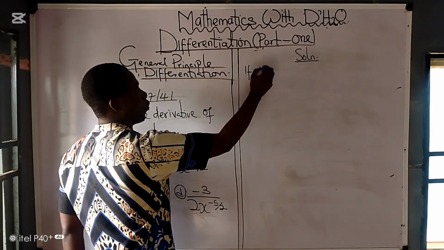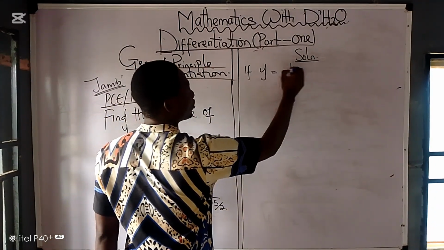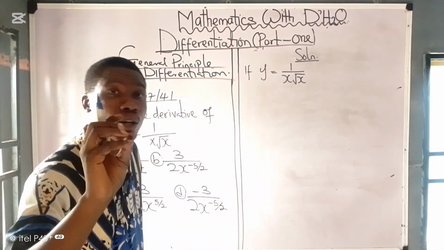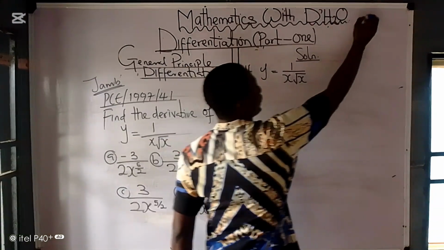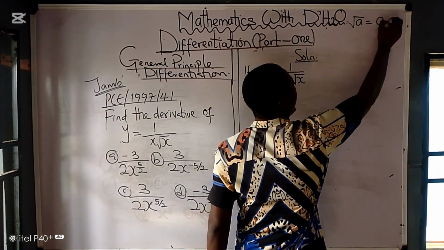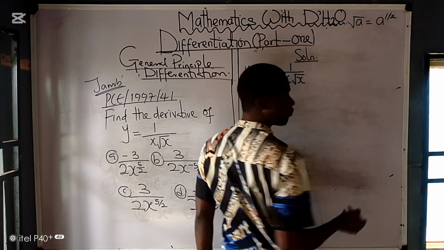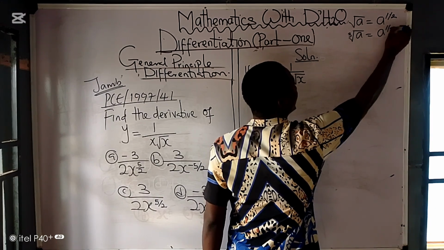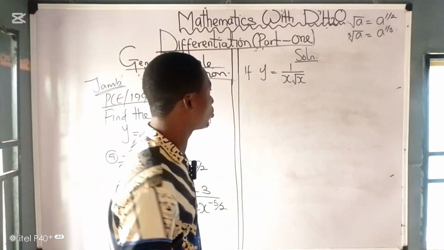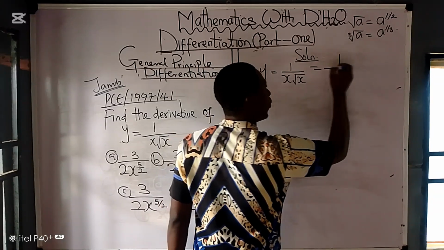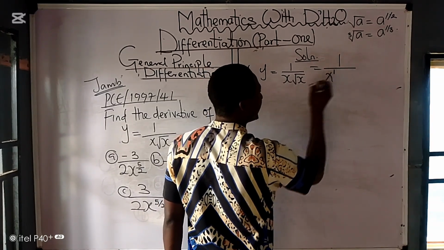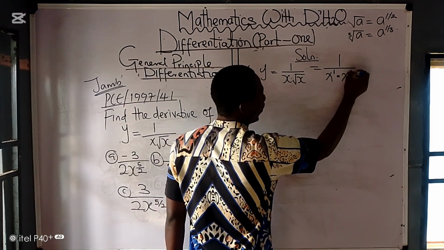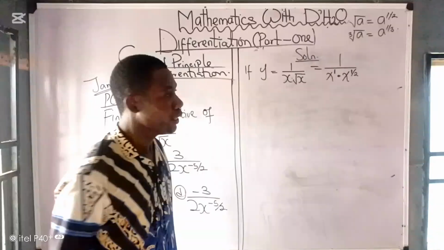Now, if your y is equal to 1 over x, then the square root of x. We are going to simplify this first. And how do we simplify it? Remember, the square root of any number in maths is the number raised to power 1 over 2. The cube root of any number in maths is the number raised to power 1 over 3. Remember the laws of indices. So let's do this. This will give us 1 over, here you have x raised to power 1, then you have times square root of x, which is x raised to the power of 1 over 2. So what do we do?